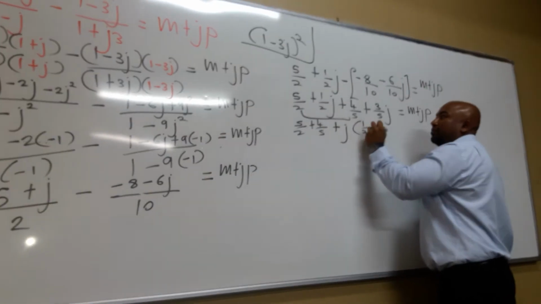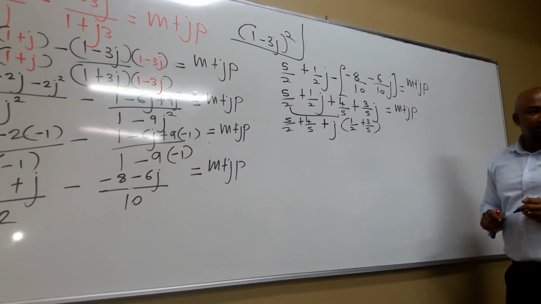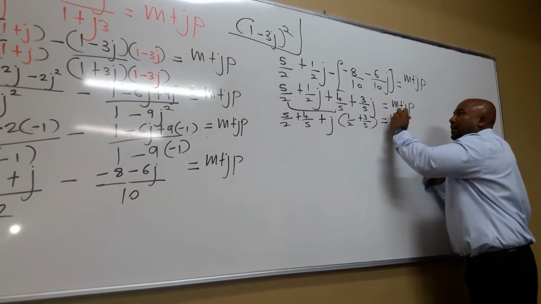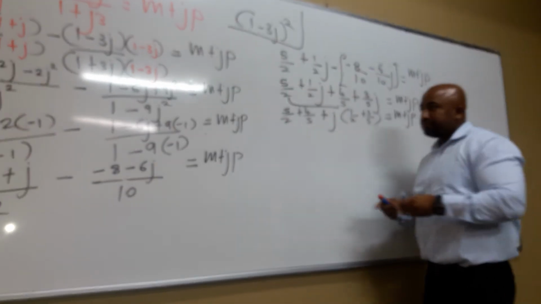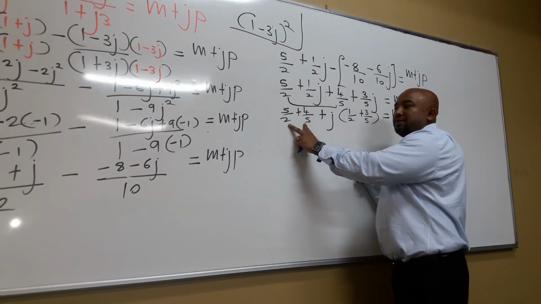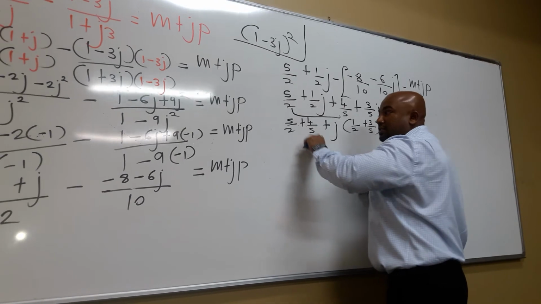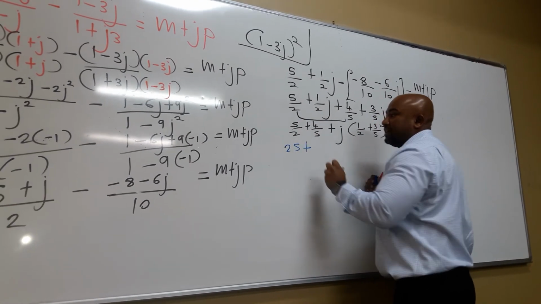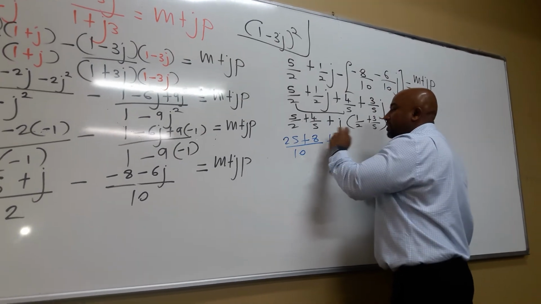So I'm left with 1 over 2 plus 3 over 5 is equal to m plus jp. Are you clear with that? So here, I'm just going to find an LCD. My LCD here will be 10. So this will be 25 plus 8 all over 10.